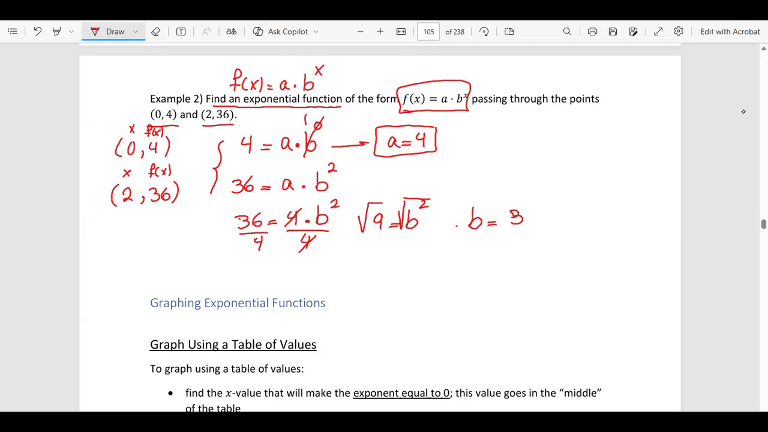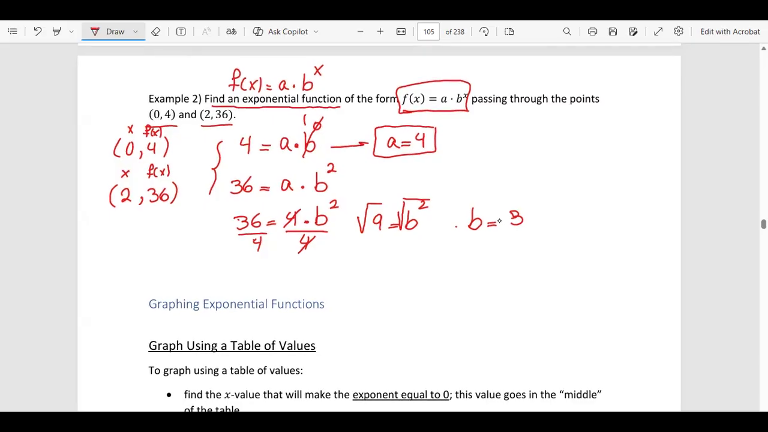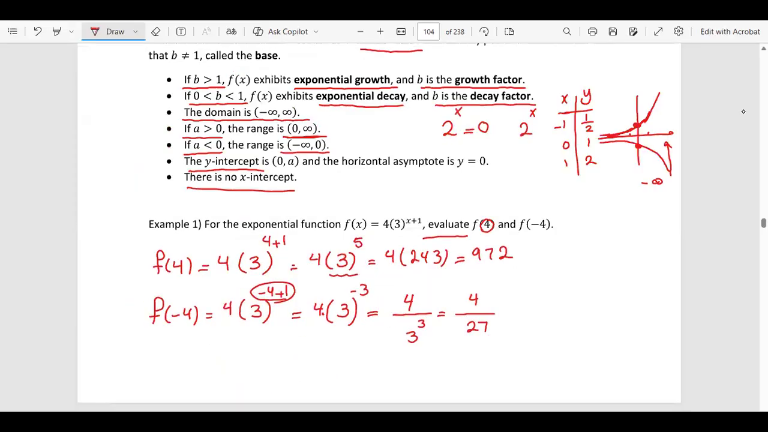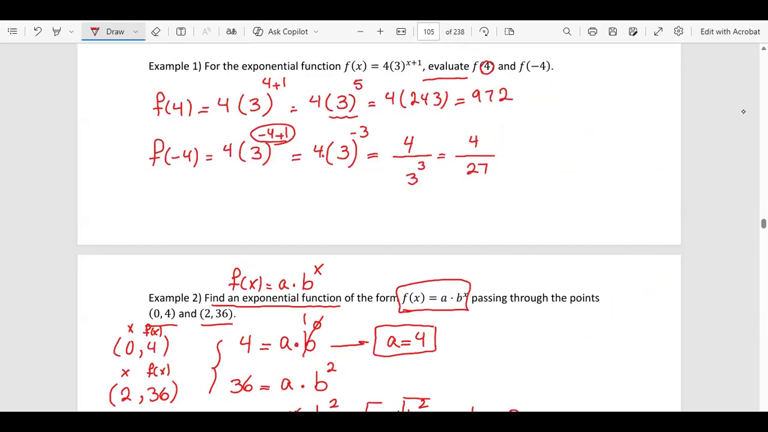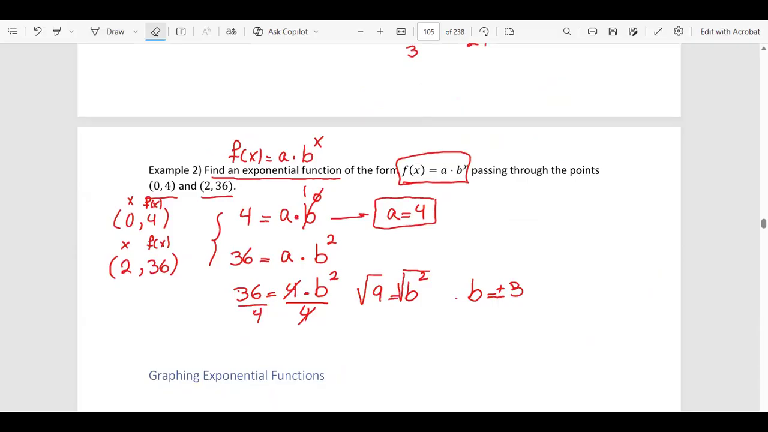But I told you, every time you take the square root, you need to have a plus and minus. That's right. So should I leave a plus and minus here for b in exponential functions? No, because b is always a positive real number. When you are writing an exponential function, remember that b is always a positive number. So you don't need a plus and a minus, just positive real.